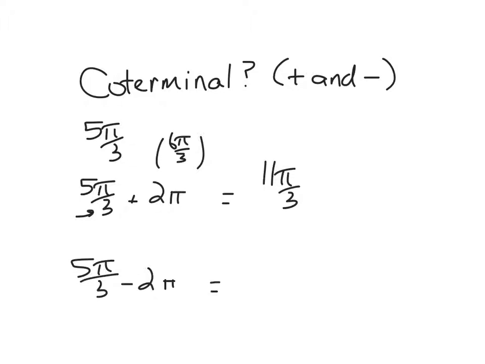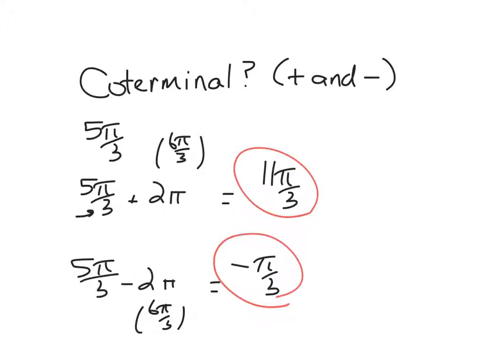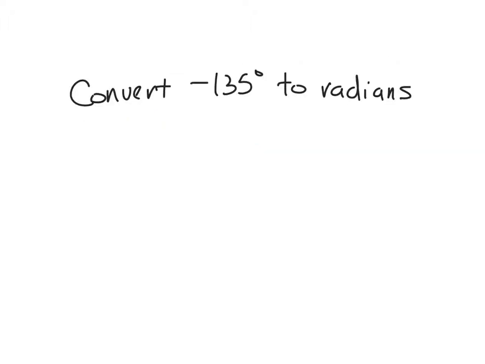If you subtract 2 pi, do the same thing. Again, this is really 6 pi over 3. So if I do 5 minus 6, that's negative 1 pi over 3. Both of those are coterminal, or would look exactly the same as the 5 pi over 3. The terminal side would be in the same place, but they do have a different measure. So coterminal: add 2 pi, subtract 2 pi. Okay, convert to radians.